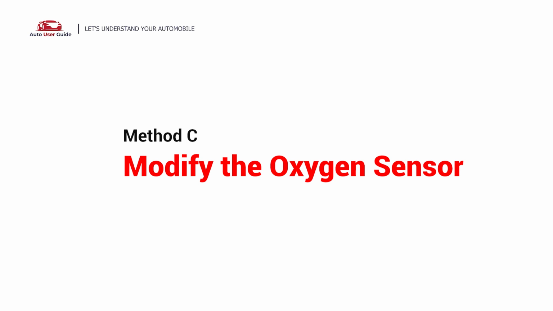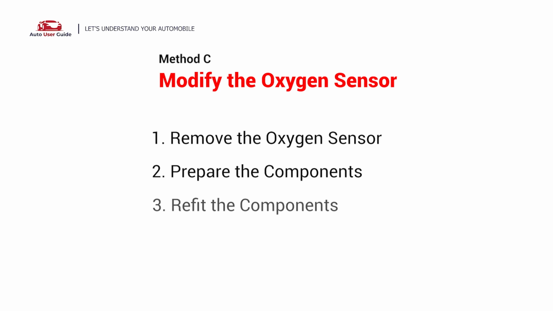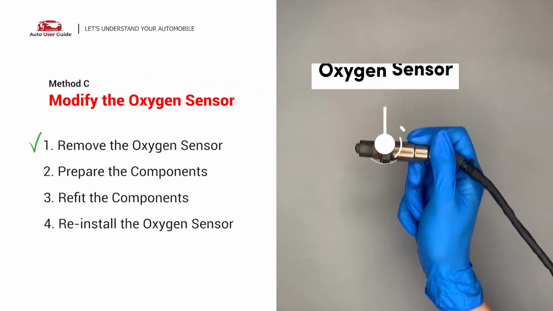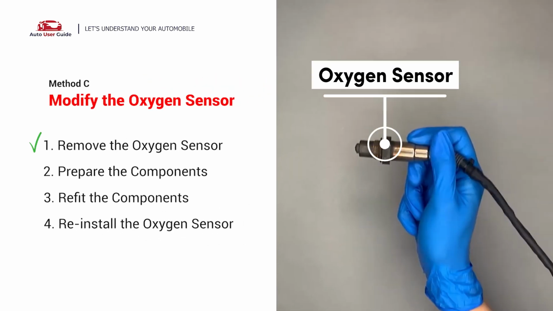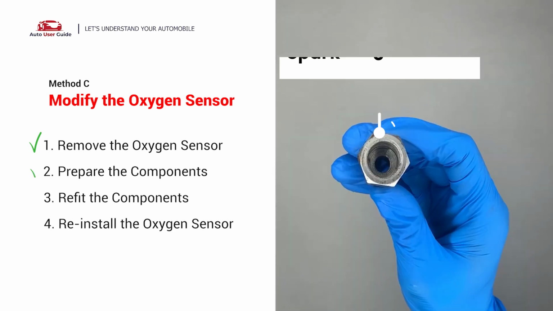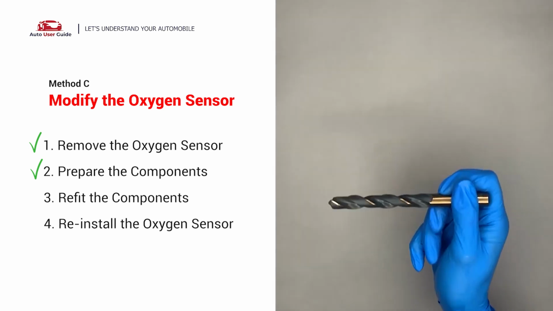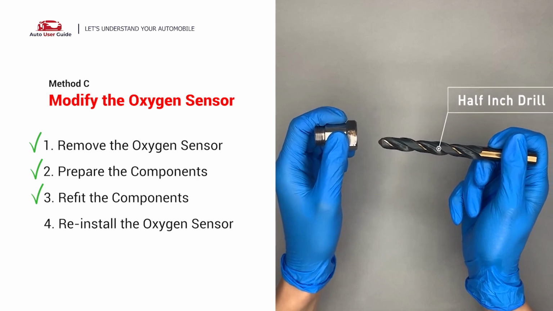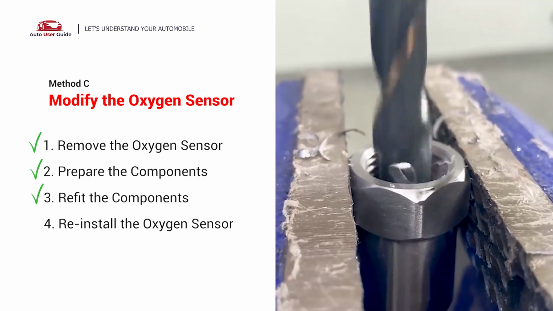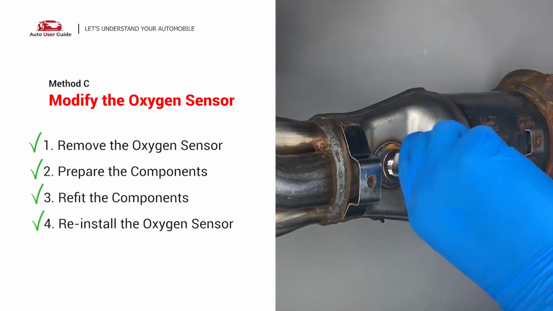Modify the oxygen sensor. You can remove the oxygen sensor from the converter and fix P0420 by putting extra space between the sensor and the converter. Now, get the smart plug non-fouler, which has enough space to fit into the oxygen sensor, and then use a 1/2-inch drill to refit it. By doing this, put them together and put back on the catalytic converter.